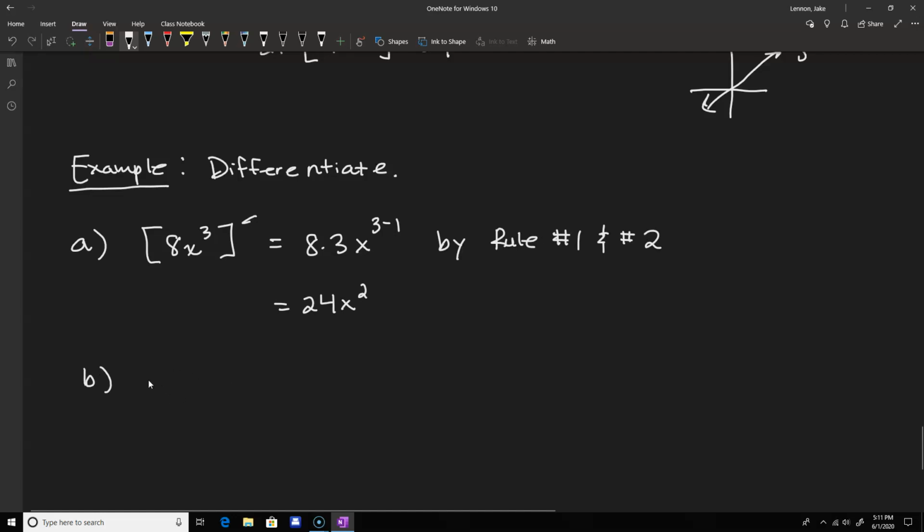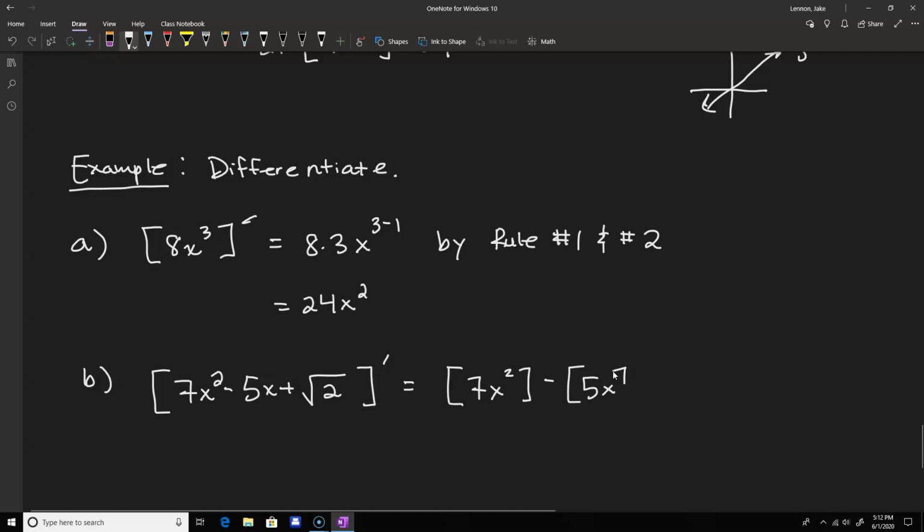For B, let's look at a polynomial, something like 7x squared minus 5x plus the square root of 2. We want to find the derivative of that. Again, we're just going part by part. So if you want to think of this, we're really just finding the derivative of 7x squared minus the derivative of 5x plus the derivative of the square root of 2. So this would be by rule number 3.